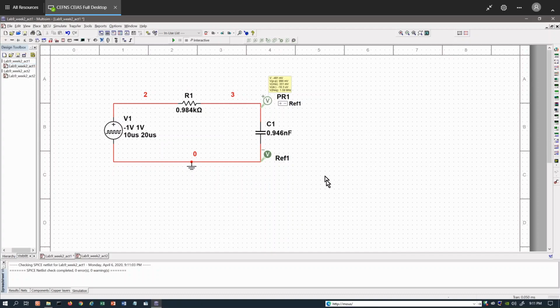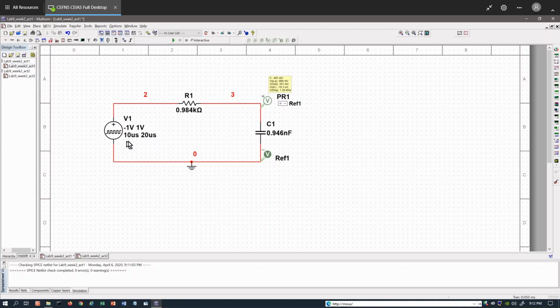All right, so this is our activity one circuit in simulation in Multisim. You see the resistor and capacitor, they are using the same value as being measured. And here, this is our pulse voltage. The period is 20 microseconds, with each peak duration about 10 microseconds.